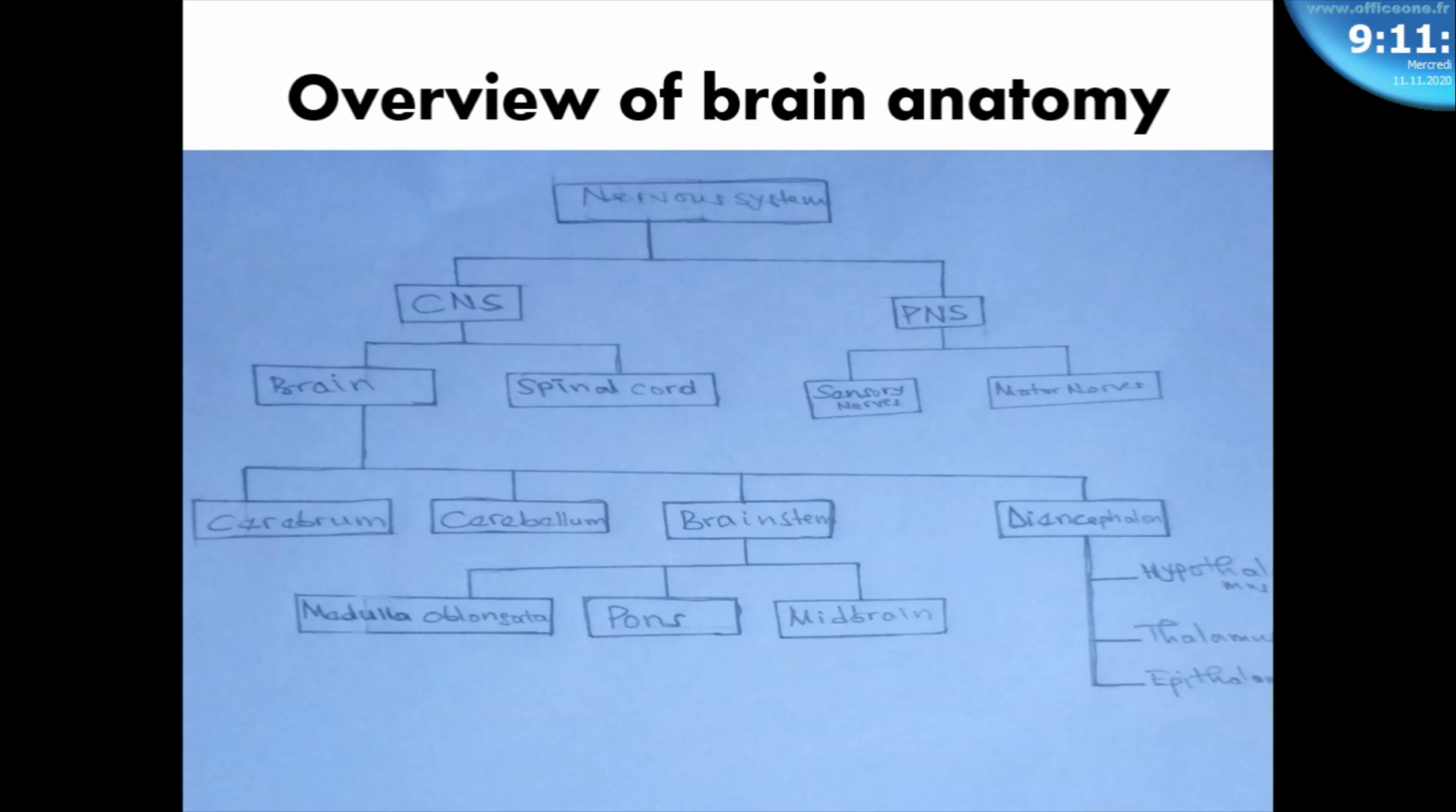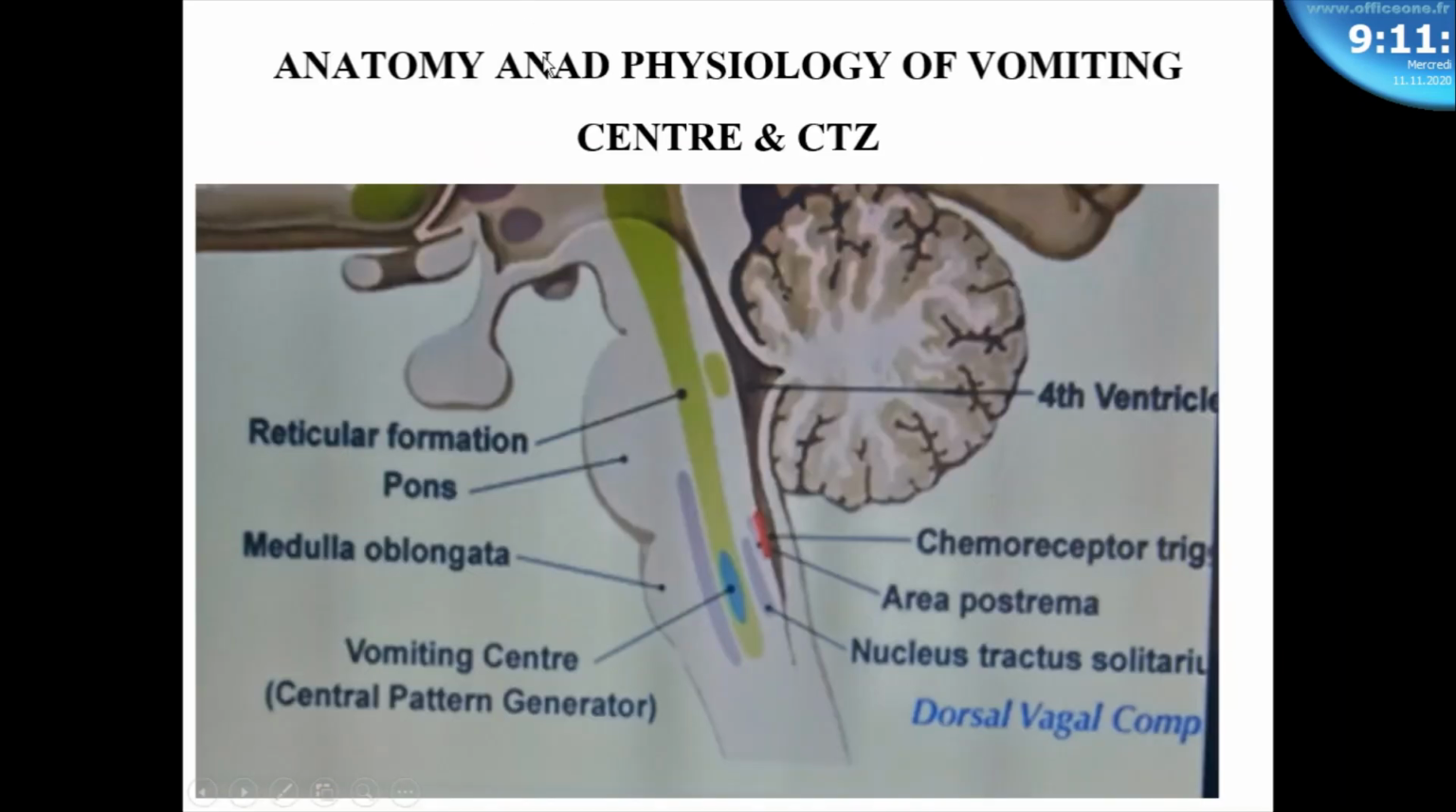In the central nervous system, we have the brain and spinal cord. In the brain, we have the cerebrum, brainstem, and the encephalon. In the encephalon, we have hypothalamus, thalamus, and epithalamus. Friends, in the brainstem, we have three regions: midbrain, pons, and medulla oblongata. Most of our time today, we are going to focus on the medulla oblongata.